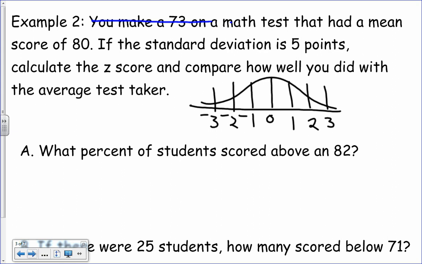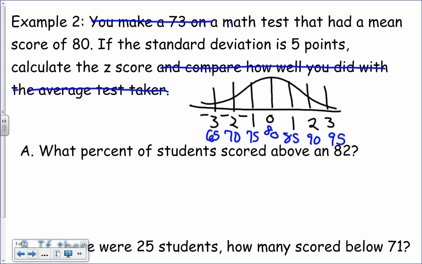What's the average for the mean? 80. Standard deviation? 5. That should be pretty simple, right? Add 5 to the right, subtract 5 to the left. So 85, 90, 95, 75, 70, 65. Any questions about that part? We're not going to do the end either, the comparison, so don't worry about that.